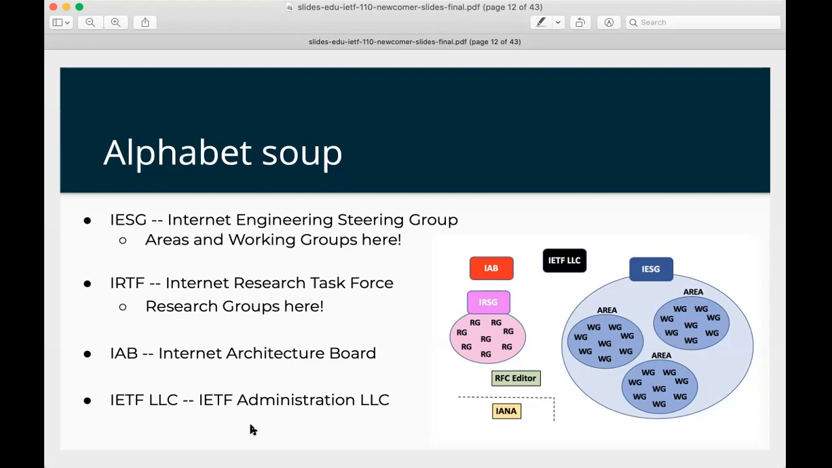There is the Internet Architecture Board, the IAB. This is an organization that looks at the policies and the processes and manages the external relationships of the IETF overall. And finally, there's the IETF LLC, which is the administrative part of the IETF. They manage the contracts and all of the business processes associated with the IETF. Down in the bottom left, we have two little boxes related to this ecosystem. One is the RFC editor, which manages the publishing of all of our documents. And finally is IANA, which manages the numbers associated with our protocols.